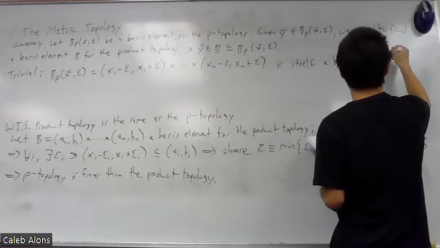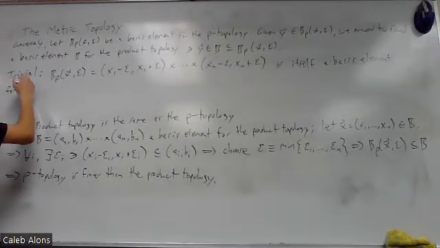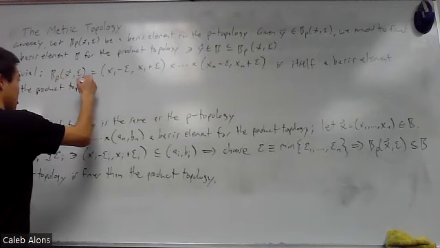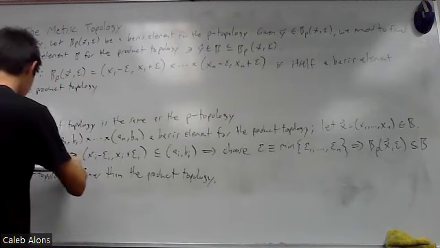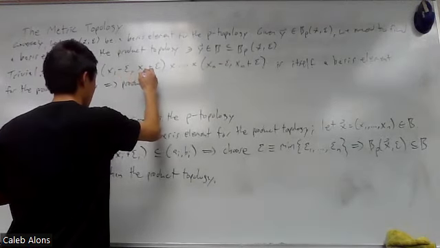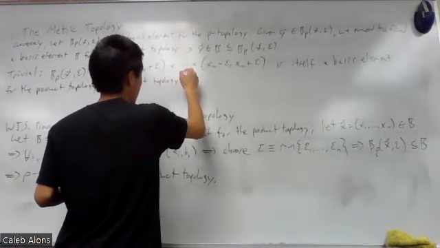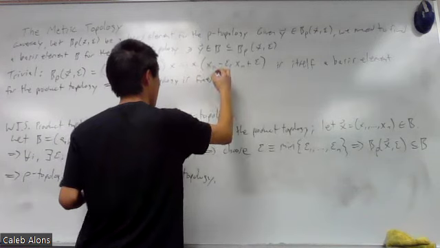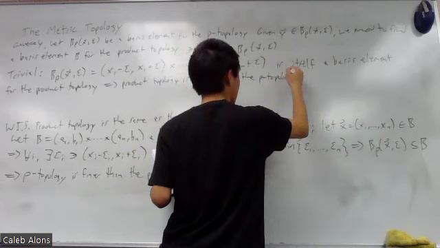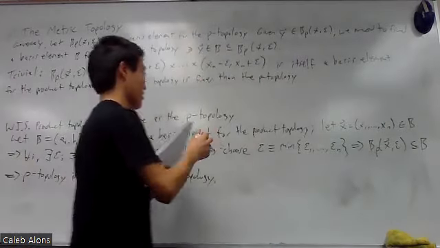Basis element for the product topology. So the chain of conclusions is that the product topology is finer than the row topology. And we've already shown that the row topology is finer than the product topology.